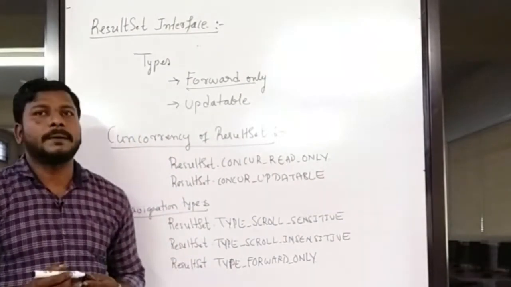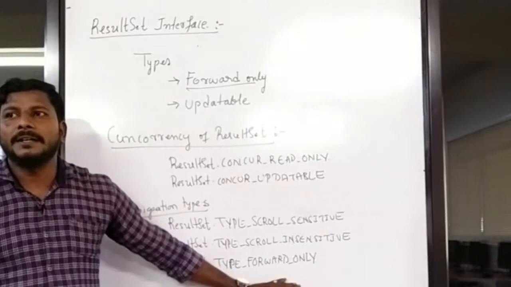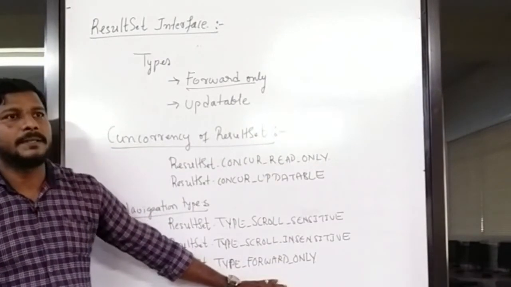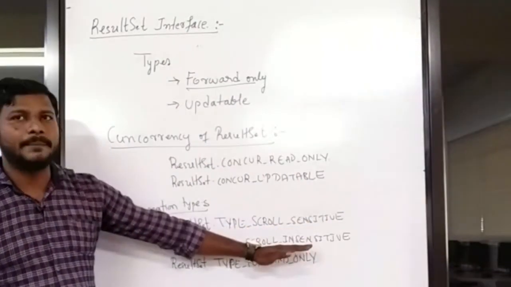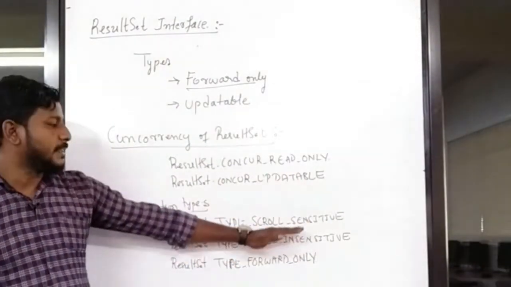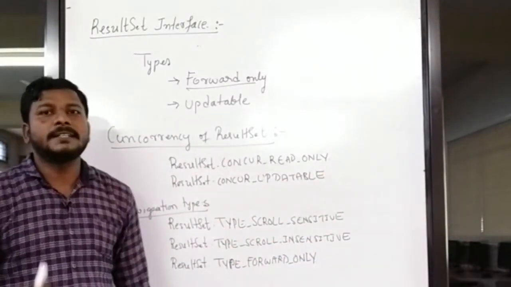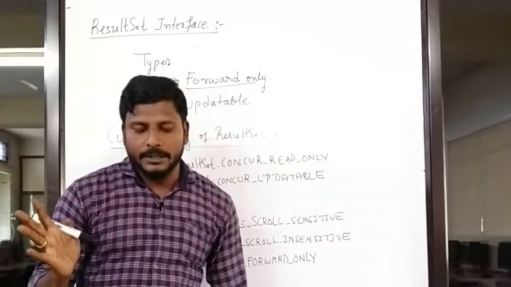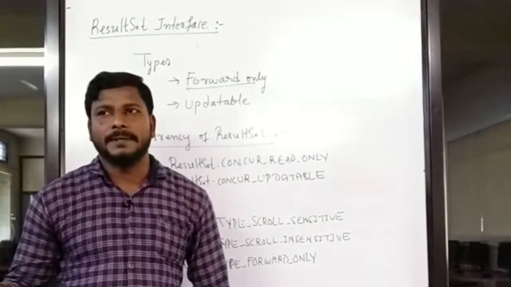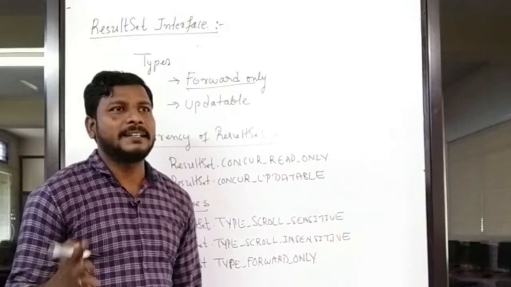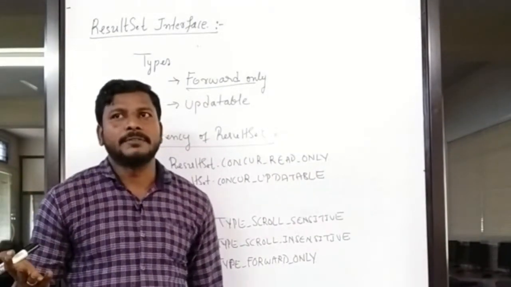Okay, so the purpose of this is, forward only means you can define the type so that you just navigate in the forward direction, and this is for updatable ones. And scroll sensitive and insensitive mean that the database connected to your Java application may be connected by n people. Normally in web applications the databases are shared by n number of clients.